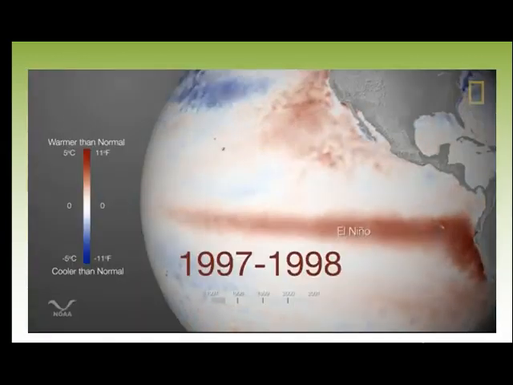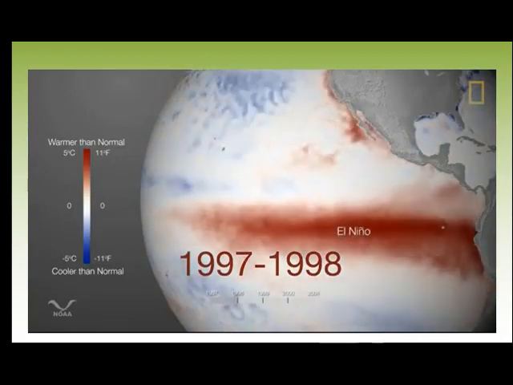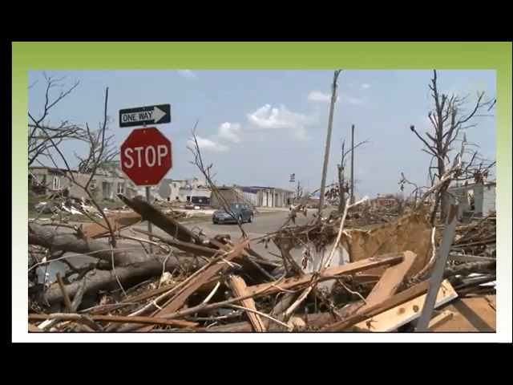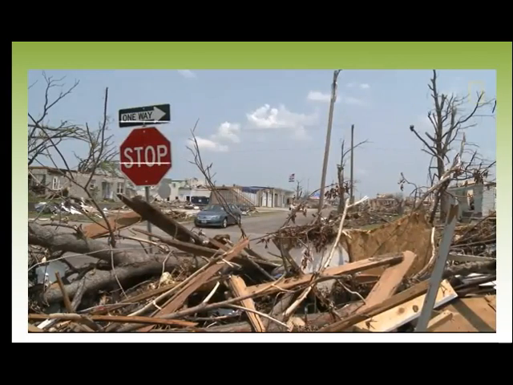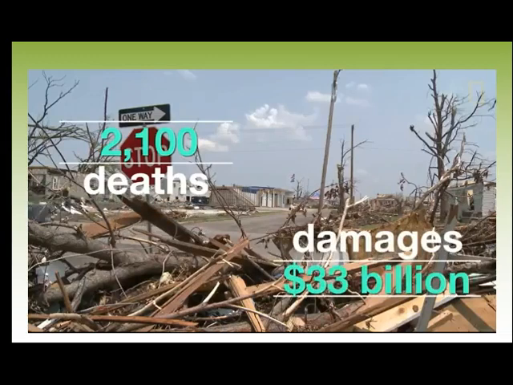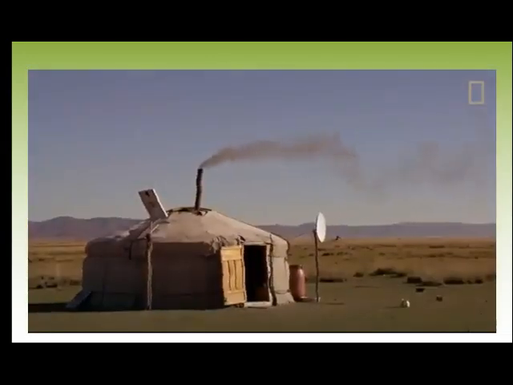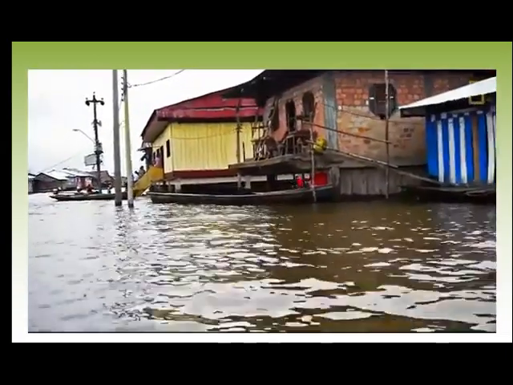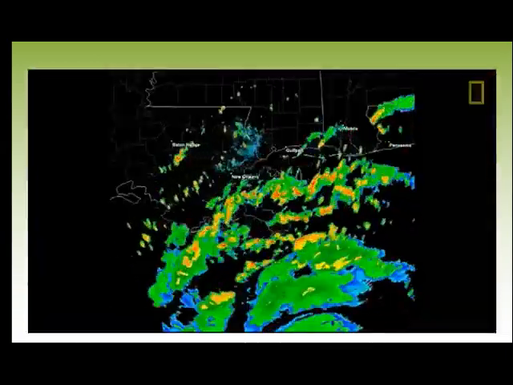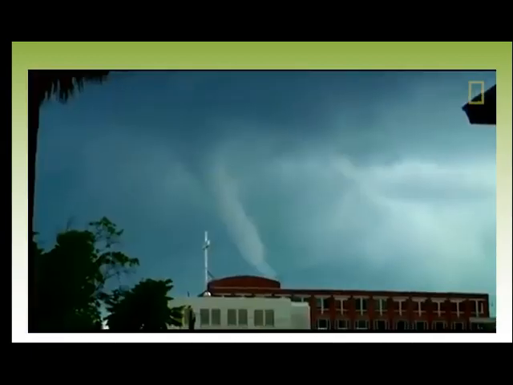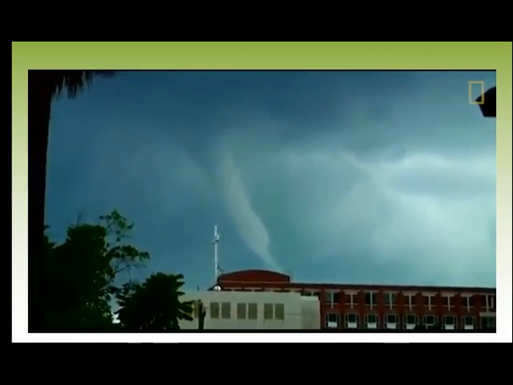In 1997 and 98, the world experienced the biggest El Niño in recorded history. Some estimates blame that El Niño for 2,100 deaths and $33 billion in damages. Mongolia saw temperatures reach 108 degrees Fahrenheit. There was record flooding in Peru. And the U.S. saw storms in the Gulf Coast, flash flooding from California to Mississippi, and tornadoes in Florida.